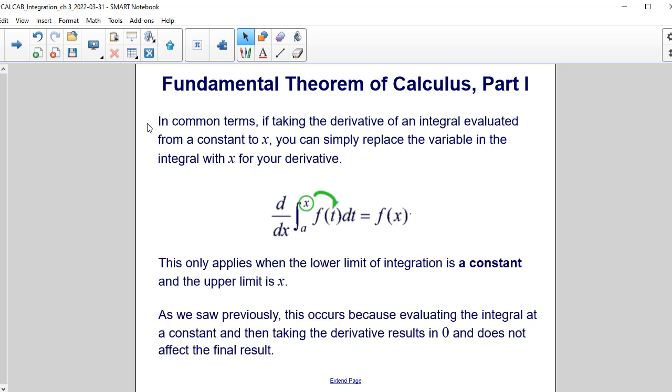In common terms, when taking the derivative of an integral evaluated from a constant to x, you can simply replace the variable in the integral with x for your derivative, as denoted in this figure right here. This only applies when the lower limit of integration is a constant and the upper limit is x. As we saw previously, this occurs because evaluating the integral at a constant and then taking the derivative results in 0 and does not affect the final result.